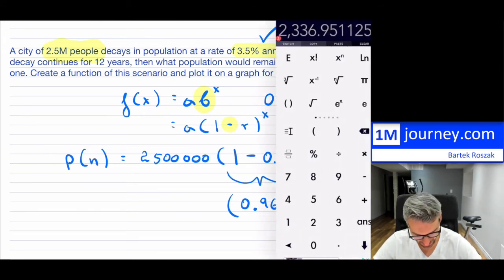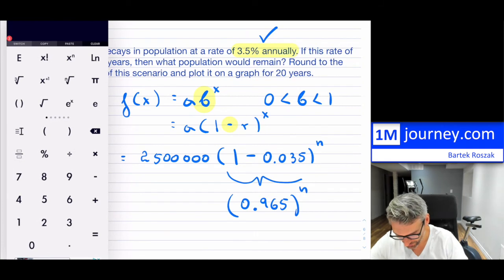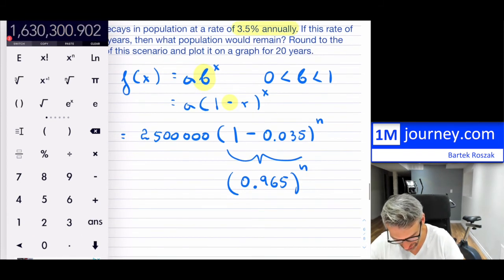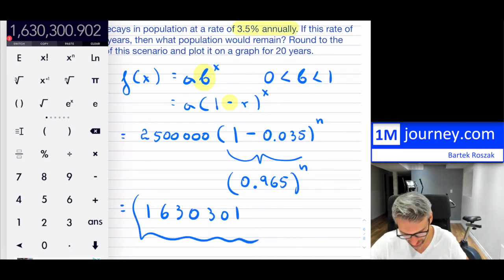So if I did this, I'm going to clear this out and put this, 2500, 1, 2, 3, multiplied by, and I'm going to put it in brackets, just so that you see the whole thing. And this is after 12 years. So after 12 years, well, that's interesting. It actually shrinks almost by a full million. So this is rounded to the 1 there. That's what the answer is after 12 years.